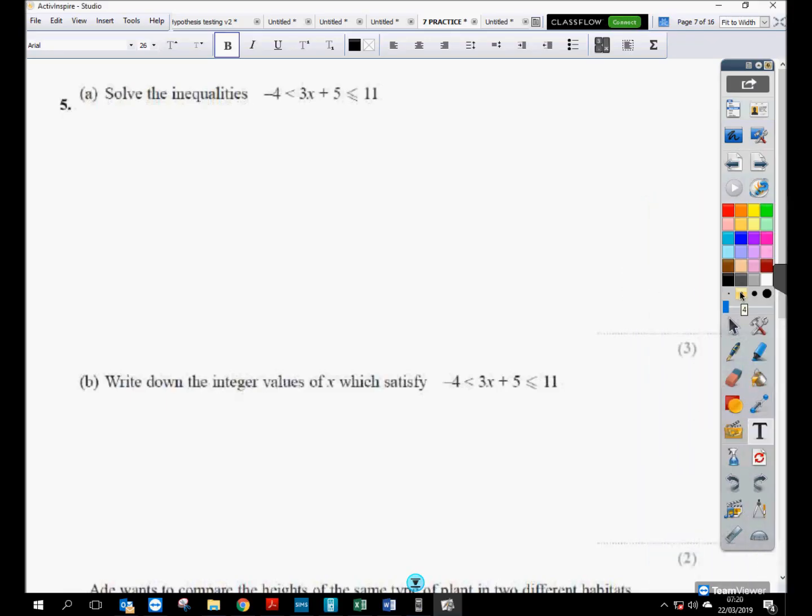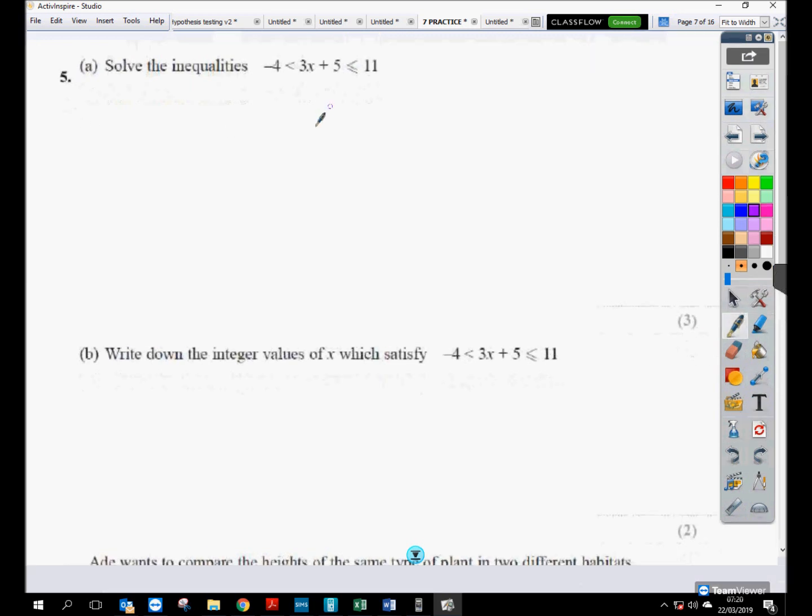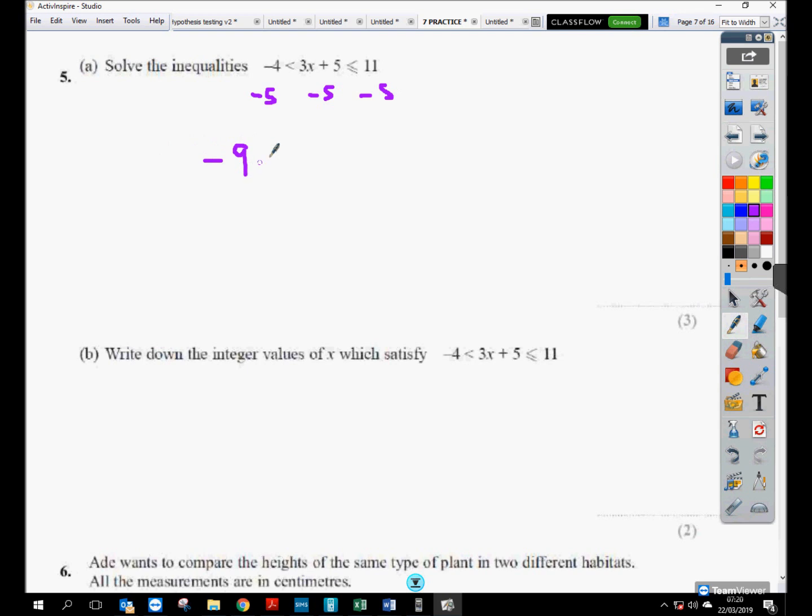Okay, to solve these inequalities, the idea is to get x in the middle. So the first thing that we need to do is subtract 5 from every section. So if I write minus 5 from every section, we'll end up with negative 9 is less than, plus 5 and the minus 5 will cancel out, leaving 3x, and 11 take away 5 is 6. And the next thing we need to do is to get x in the middle, so we divide it all by 3. Divide by 3, negative 3, divide by 3, x, divide by 3, 2. This is the answer that goes on the answer line.